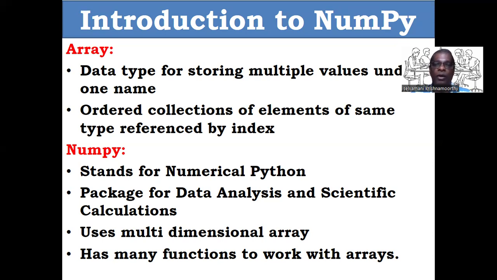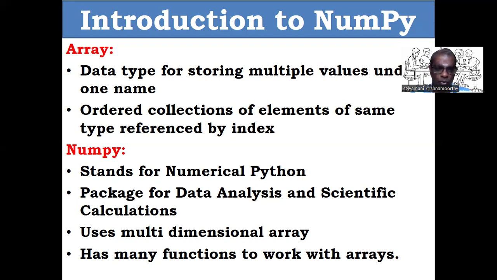This is one explanation. One more explanation: an array is an ordered collection of elements, more than one element, of the same type. That means all should be integer type, or all float type, or all string type, any one type. Referenced by index. Reference by index means the first element is identified as the 0th element, the second element is identified as the first element. I hope this is clear to all. So, an ordered collection of elements of the same type referenced by index.